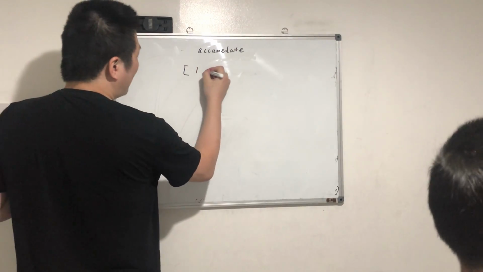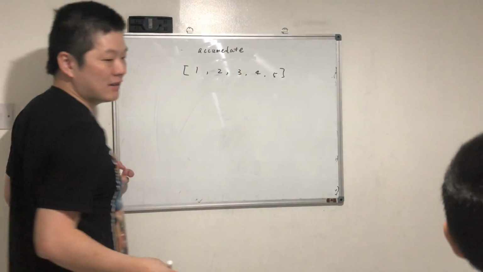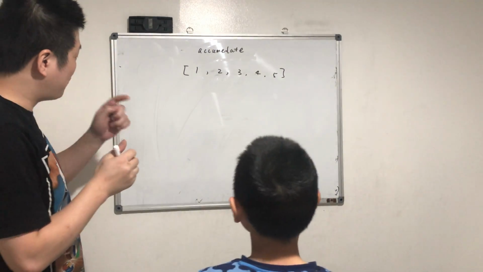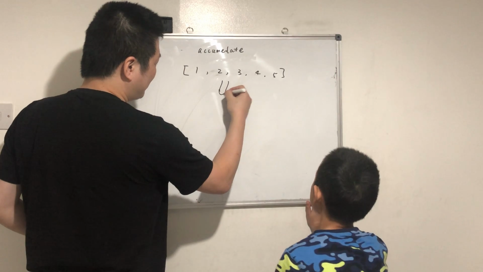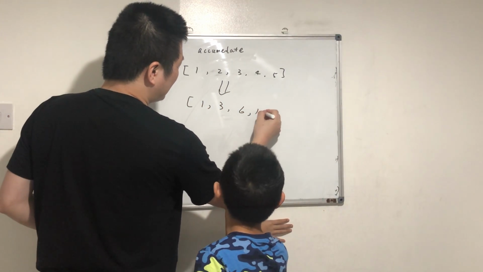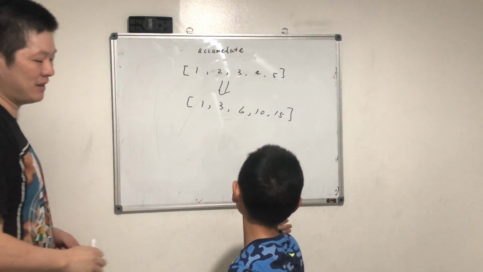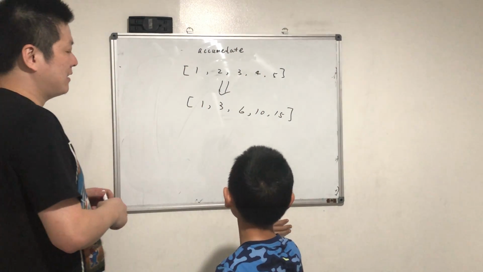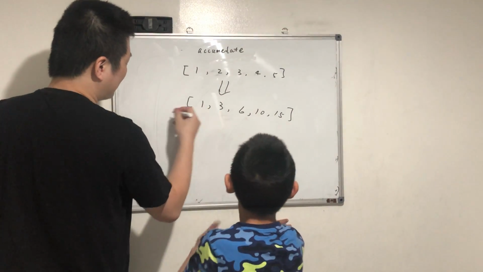Look, Eric. 1, 2, 3, 4, 5, 6, 7, 8, 9, 10. So when you accumulate this array, what happens? Then you tell me what does it do. Yeah. 1, 3, 6, 10, 15. Okay, so when you accumulate it, you become this. It's actually a generator of this.